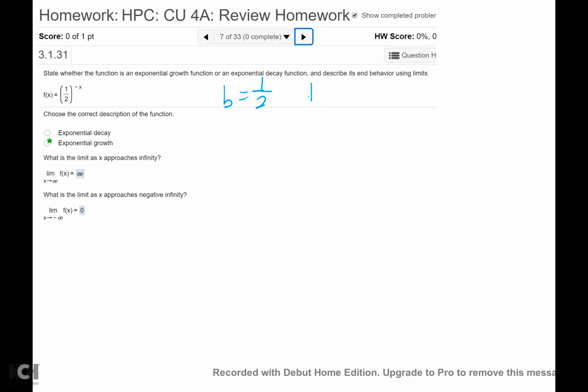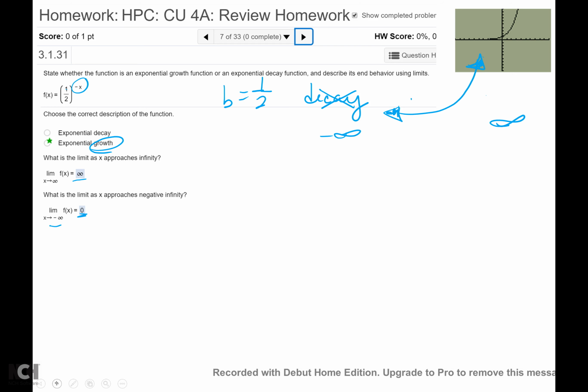My base is 1 half, which would mean decay. However, the negative up there is going to reflect it over the y-axis, so it's going to turn it and make it look like that, which makes it not decay anymore. It makes it growth. And so if it's growth, it looks like this. As I go to positive infinity, this arrow is pointing up, which means the function goes to infinity. And if I go to negative infinity, which is over here, this arrow is going to get closer and closer and closer to 0. And if you look at it, there you go.